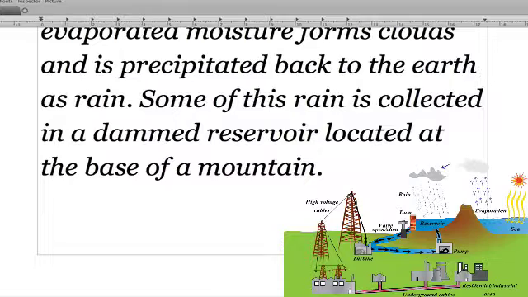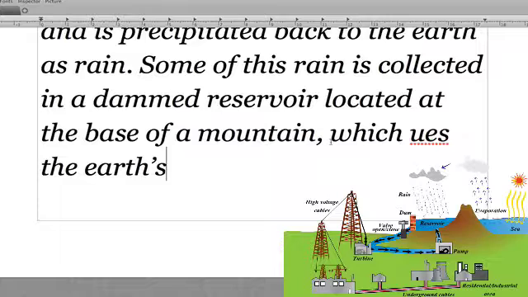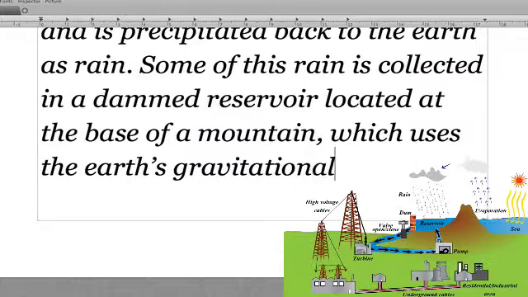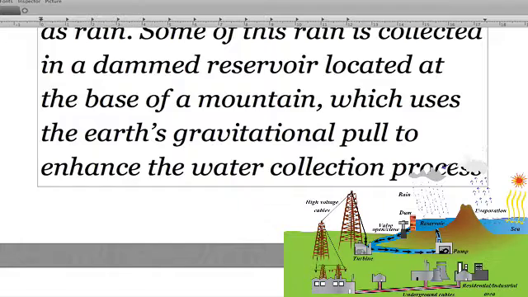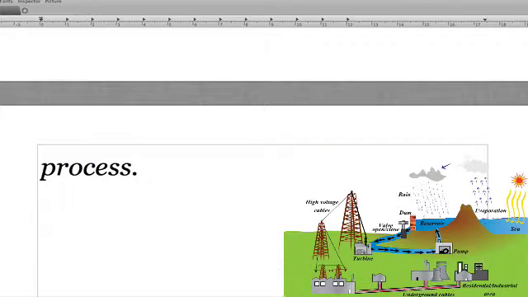So let's see, some of this rain is collected in a dammed reservoir located at the base of a mountain. So let's just stick in then, which uses the Earth's gravitational pull to, let's see, enhance water collection process. Firstly, as you can see, it's running off of the mountain and into the reservoir.